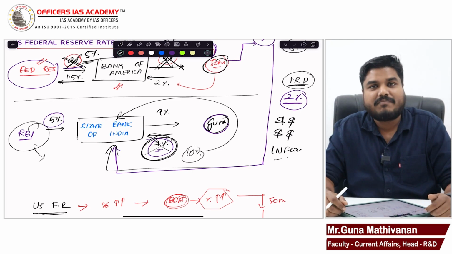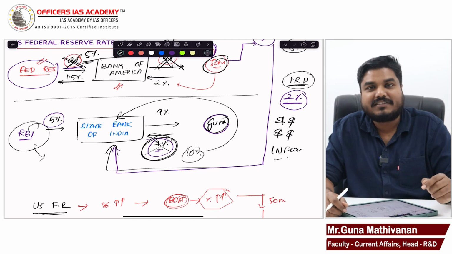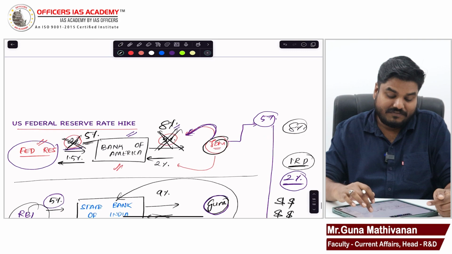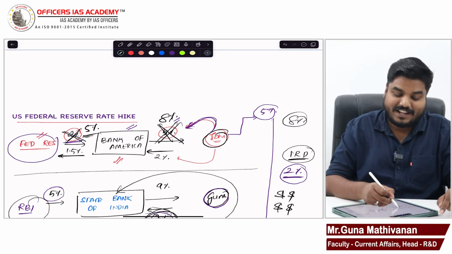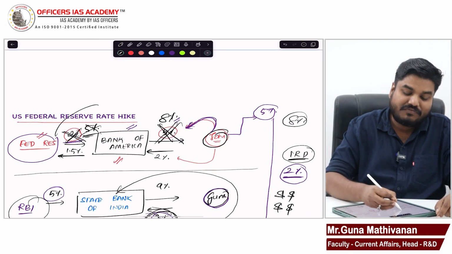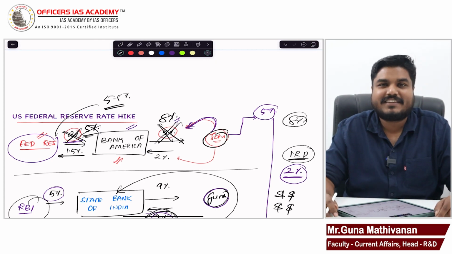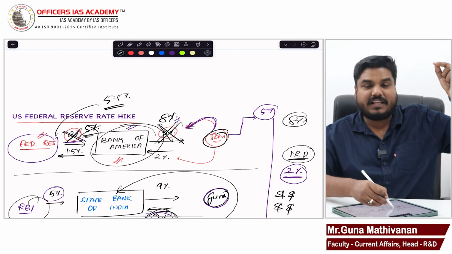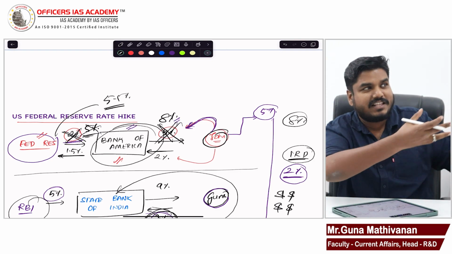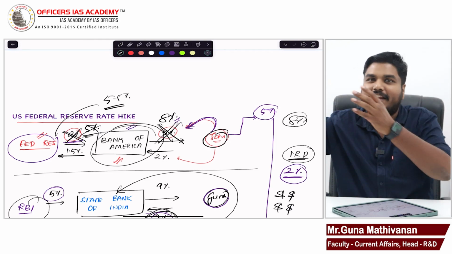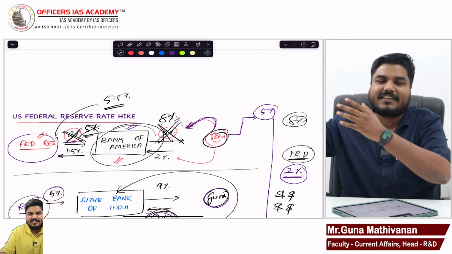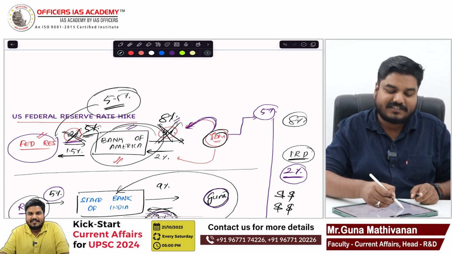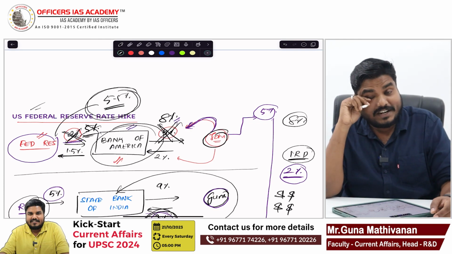So why are we discussing this topic? Recently, the Federal Reserve has increased its lending rate. The Federal Reserve's lending rate was not even 5%. They have increased it to 5.5%. When the Federal Reserve has increased it to 5.5, imagine what the interest rate of Bank of America would be, because Bank of America will borrow at 5.5 and lend at a higher percentage. This is the highest since 2001. This is the highest interest rate of the US Federal Reserve.